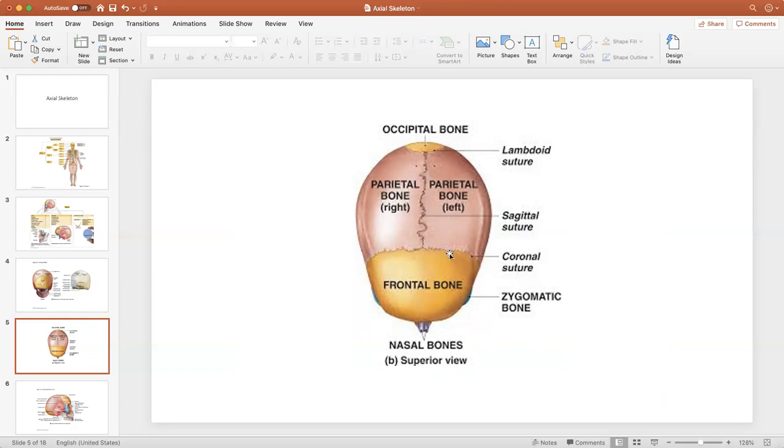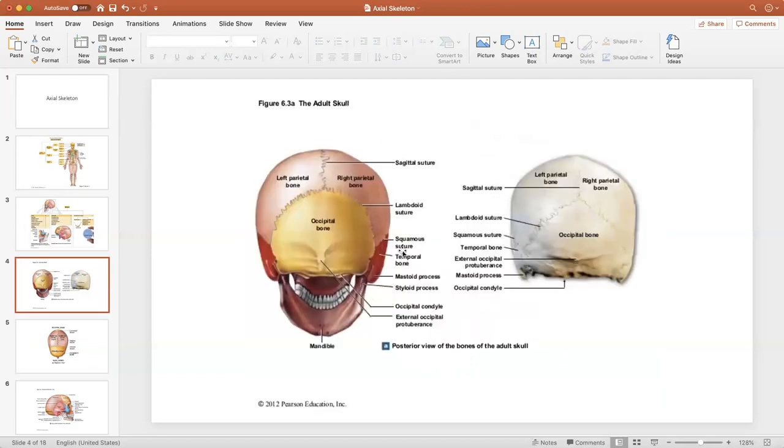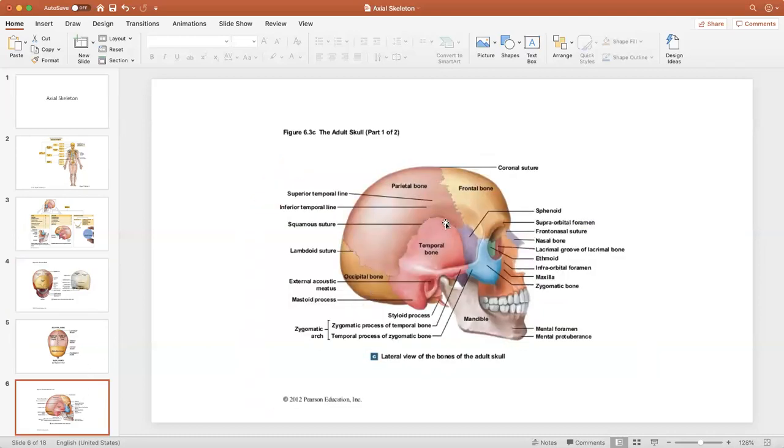So coronal, sagittal, lambdoidal, and then the squamous suture between the parietal and the temporal. Squamous, kind of S-shaped there. Lambdoidal suture, kind of looks like a lambda from the back, and then the coronal suture, like a crown over the head, and then the sagittal suture along that mid-sagittal line. Okay, so those are the sutures.